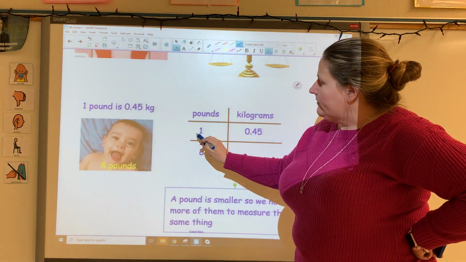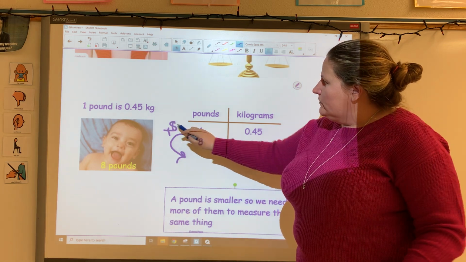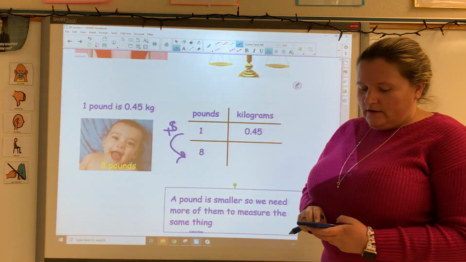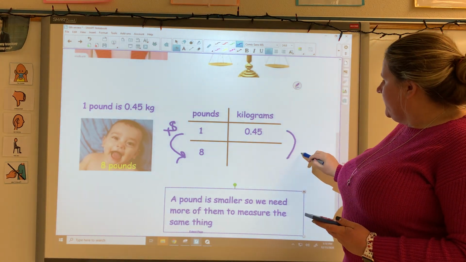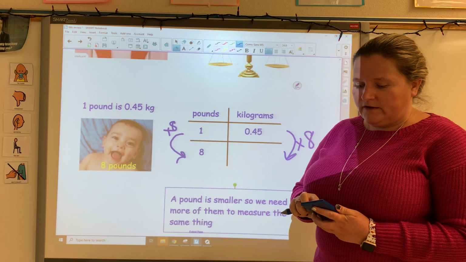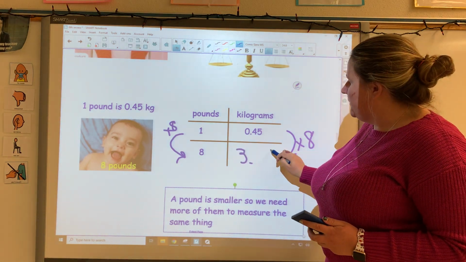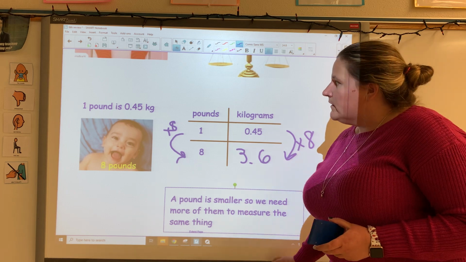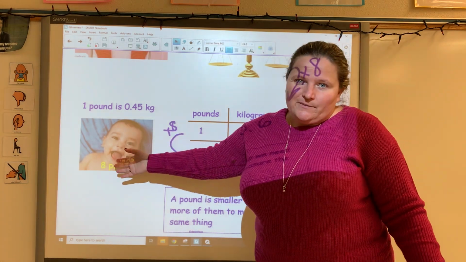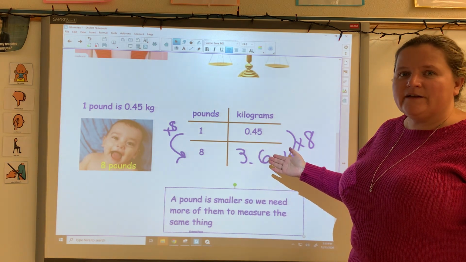I'm trying to figure out what 8 pounds is, so I'm going to go ahead and do some multiplying. I do 1 times 8 to get to 8. I have to do the same thing over here. I'm going to multiply by 8. So it would be 0.45 times 8. And what do I get? I get 3.6. So somebody weighing this baby might say the baby's 8 pounds. Somebody else weighing the baby might say they're 3.6 kilograms.